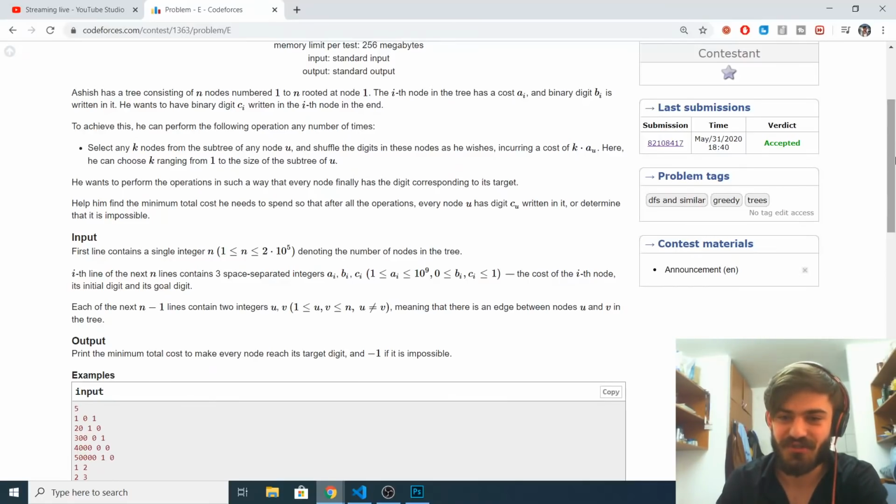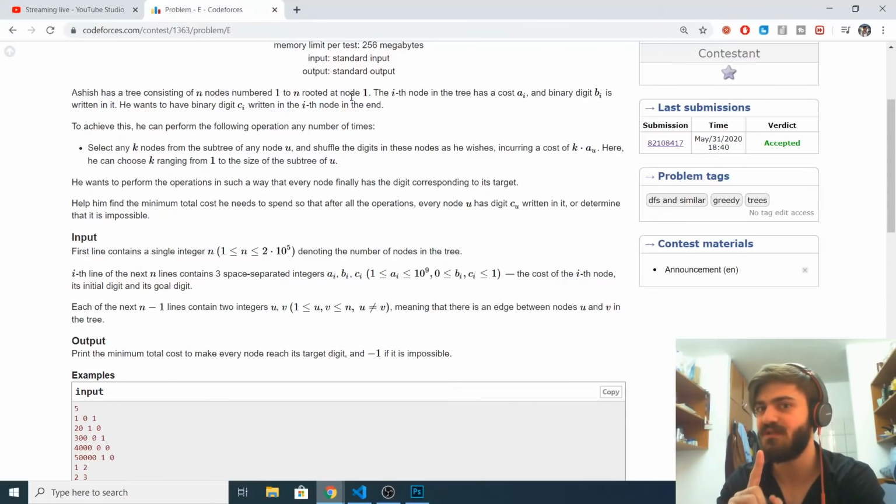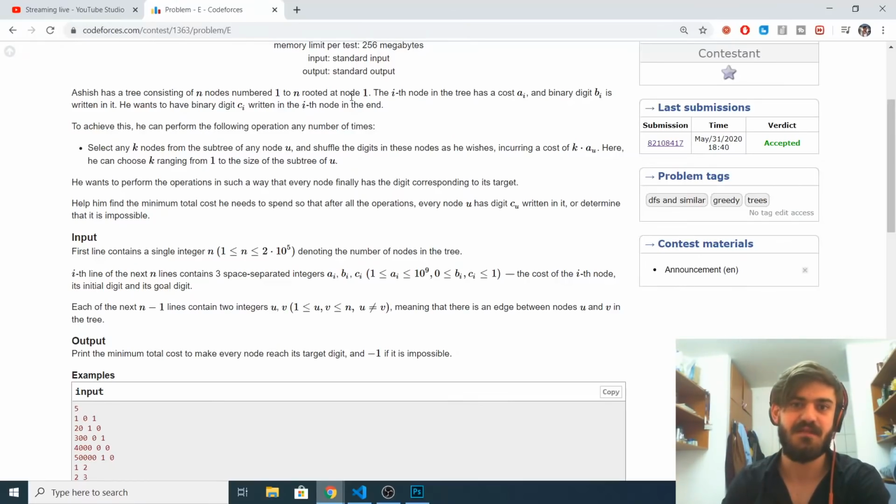So, no more talk. We are given a tree with n nodes, which is rooted in node 1. And each of these nodes has one binary digit, 0 or 1, initially. And has a target digit, right? So at the end, after performing a couple of operations, we need to have in that node that target digit.